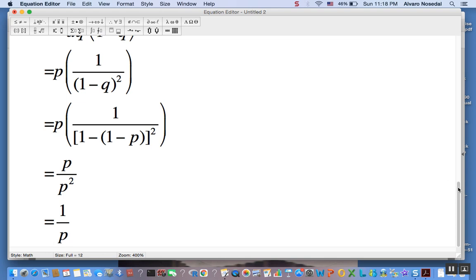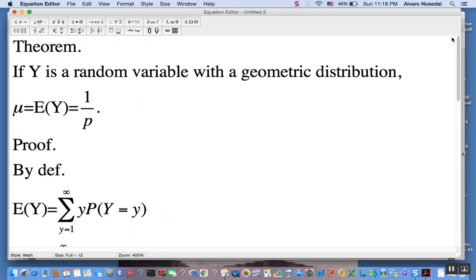And we are done. That's what we wanted to show, that the expected value for a generic geometric distribution is 1 divided by p. Okay, so now if you're able to justify that a random variable has a geometric distribution and you want to find its expected value, you can quickly find it with this formula, 1 divided by p, where p represents the probability of success in any given trial.